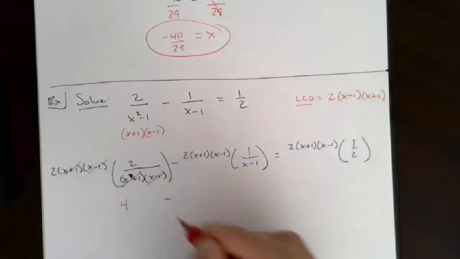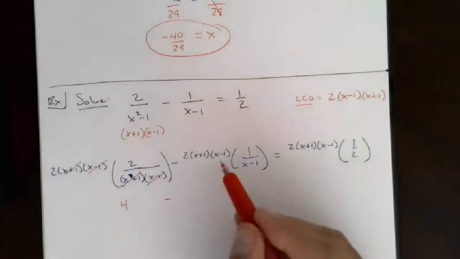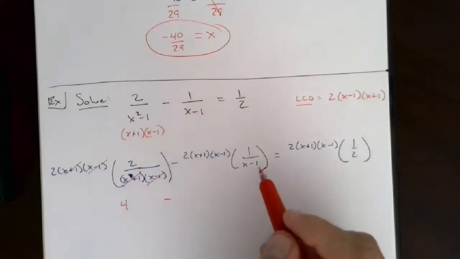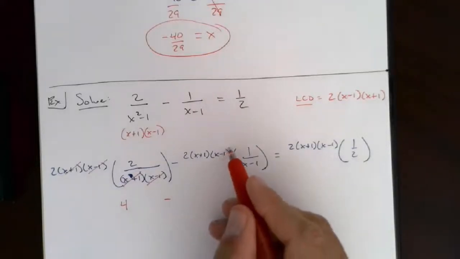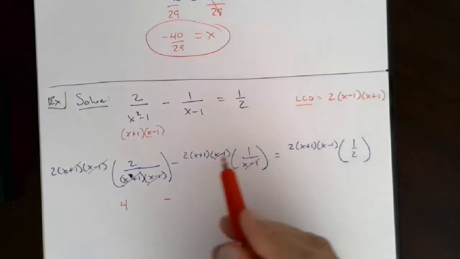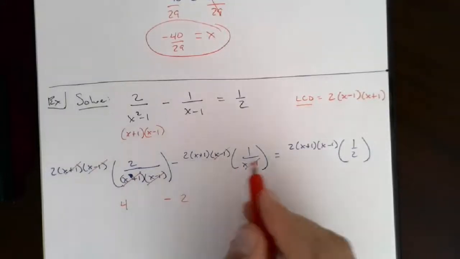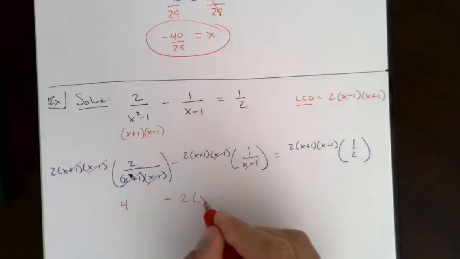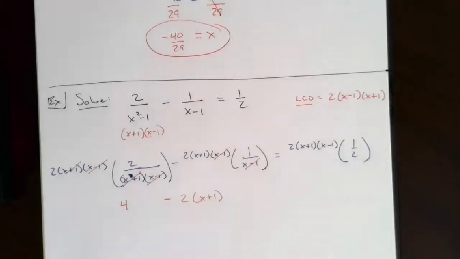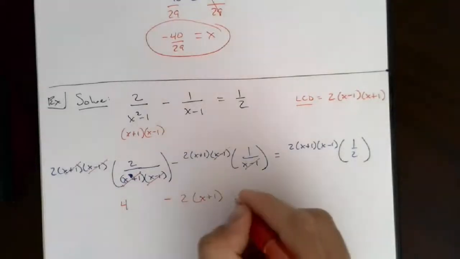Here I have minus, don't lose the minus sign. Here the 2 times x plus 1 times x minus 1 times the 1 over x minus 1. Well, the common factor that you can cancel off from the numerator and denominator is the x minus 1. So you're really left with minus 2 times x plus 1 times 1, which is negative 2 times x plus 1. Keep those parentheses there until you distribute in.